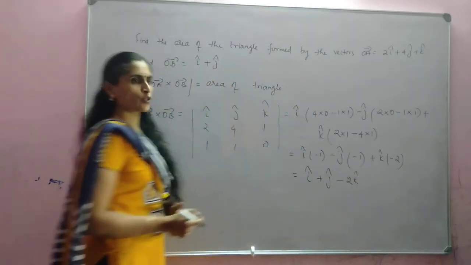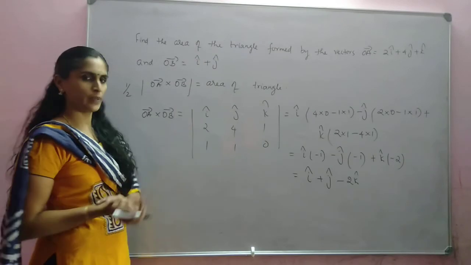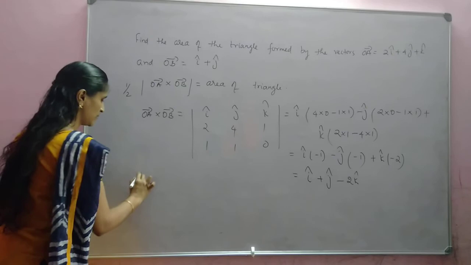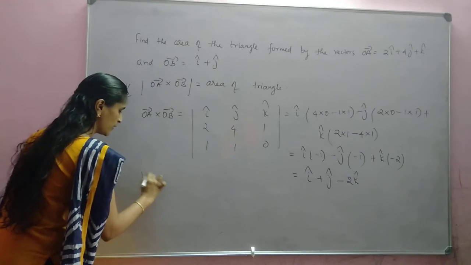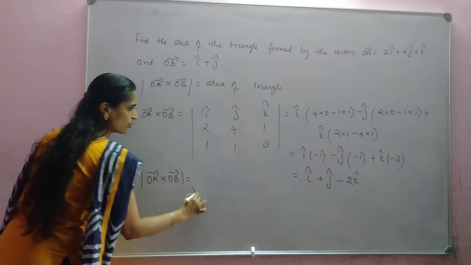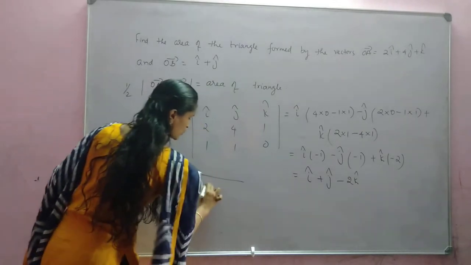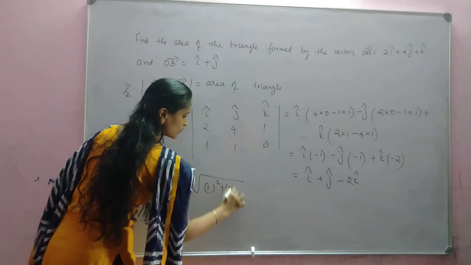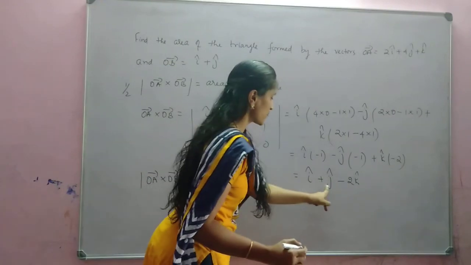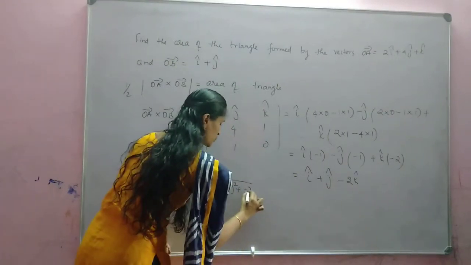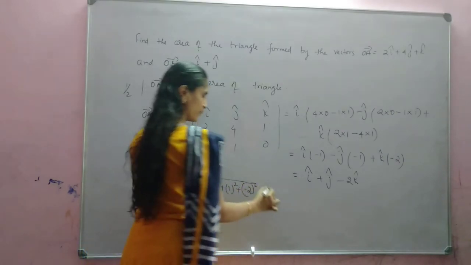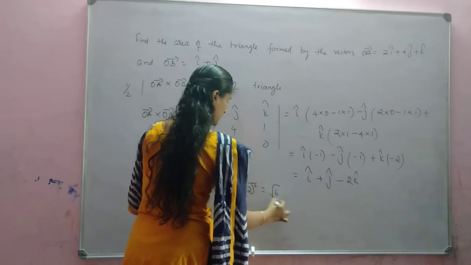Okay. So you got the value of OA cross OB. Now what you have to find? You have to find magnitude of OA cross OB. So modulus of OA cross OB is equal to root of ax square plus ay square plus az square. Okay, 1 square plus 1 square plus minus 2 square. So what you will get? 1 plus 1 plus 4. You will get it as root 6.